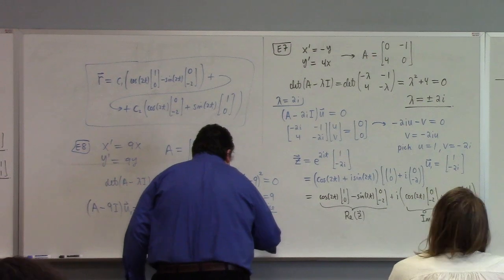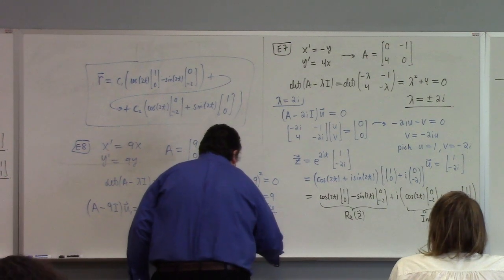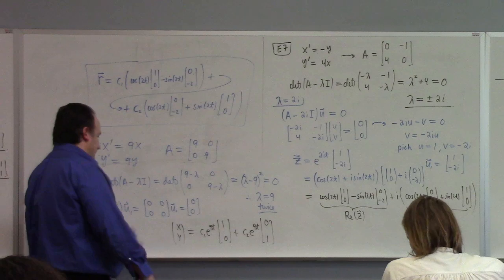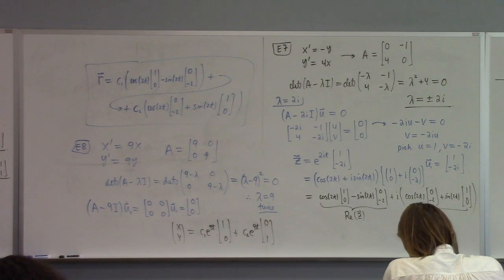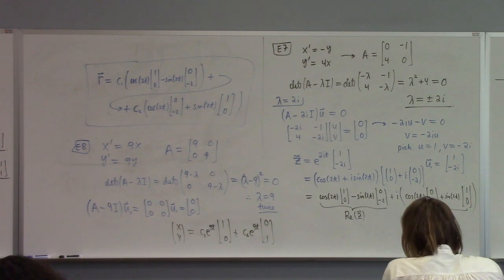The e^(9t) times (0, 1). I mean, that's the general solution in this case. So except in the case that the matrix is very, very silly, in other words, it's diagonal, if you got a repeated eigenvalue in the 2 by 2 case, more often than not, it's not going to be this. It's going to be the other case that we did, and you're only going to have half the solution, and we'll have to come back to the mystery of how to get the other half later.